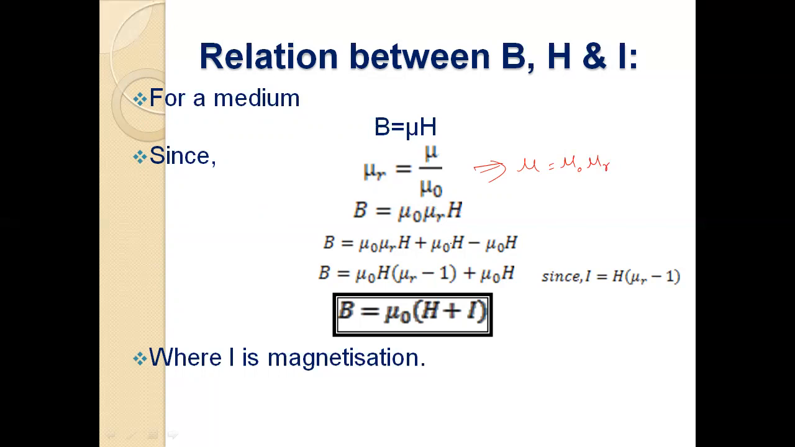Now just add mu naught H and subtract it. You will get the expression mu naught H into mu r minus 1, plus mu naught H, where H into mu r minus 1 is called the intensity of magnetization. I is equal to H into mu r minus 1. So B is equal to mu naught into I plus mu naught into H. If you take mu naught as common, B is equal to mu naught into H plus I. This is the relation between magnetic flux density or magnetic field induction, magnetic field intensity, and magnetization.